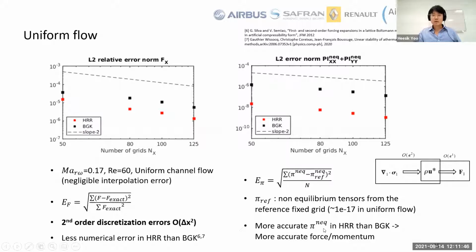And also, there are many other studies which show the HRR model can suppress the spurious modes in the non-equilibrium part compared to the BGK. So considering all those facts, we might conclude that with the HRR model we can secure a more accurate non-equilibrium tensor, and thanks to that we might get a more accurate force or first order moment. And it will give a more accurate overset scheme in the end.